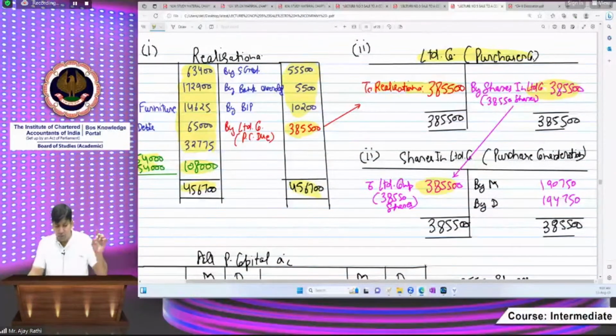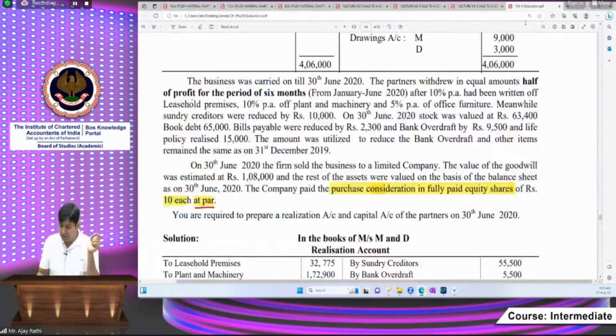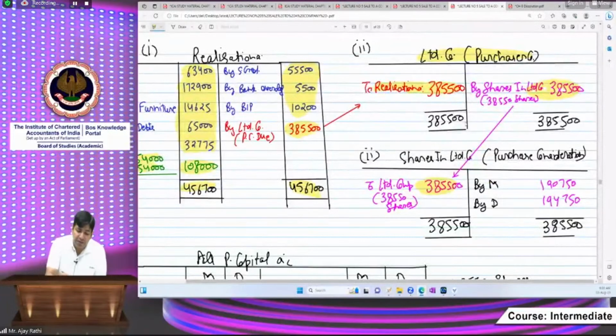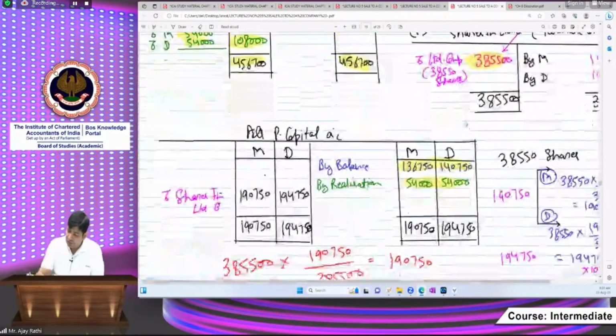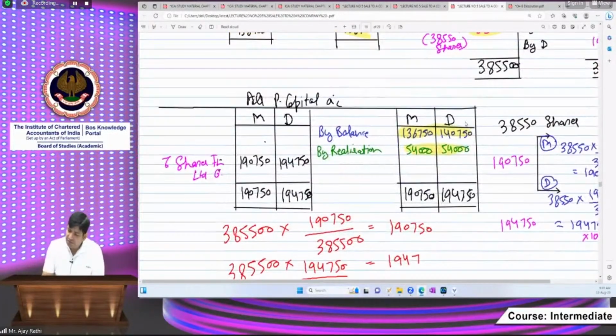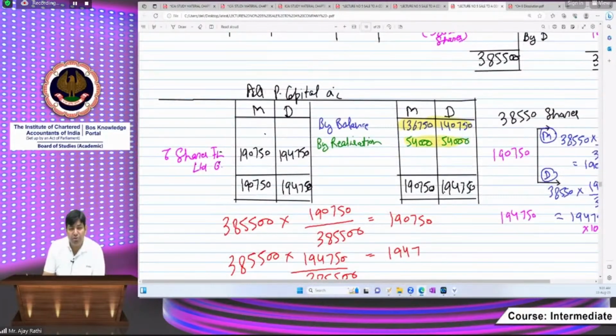Now that's the question for distribution. Is there any agreement? Is there anything which has been given by the question as an instruction that this will be distributed in that ratio? No. So such will be distributed in the final claim ratio. So here is the capital. Beta, since nothing has been given, hence such will be distributed in the final claim ratio.